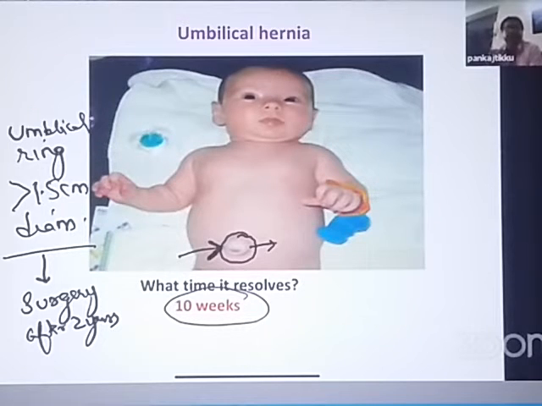Right? So, does an umbilical hernia require any treatment? The answer is no, because it resolves on its own. What's the time when it normally resolves? In the majority of cases, it resolves by 10 weeks. However, surgery is indicated if the umbilical ring size is more than 1.5 centimeters, especially after 2 years of age. In those cases, this hernia is unlikely to resolve on its own, so it is most likely that this child requires surgery for umbilical hernia.